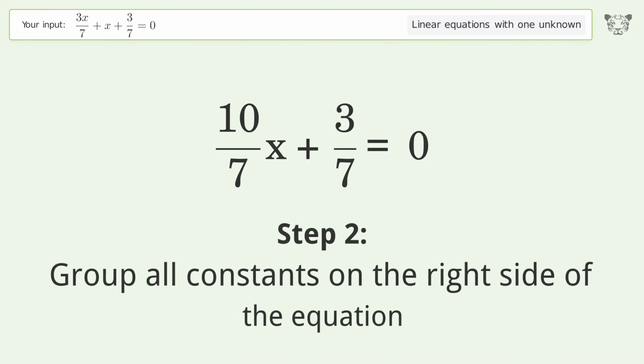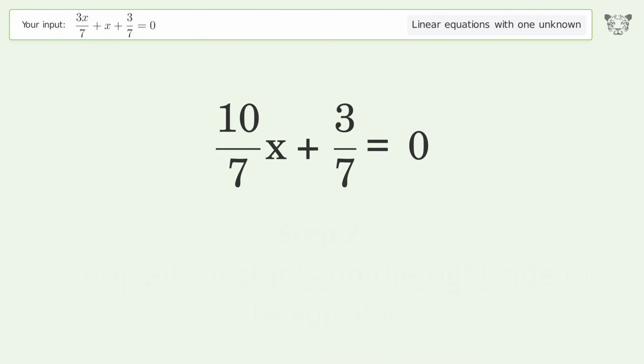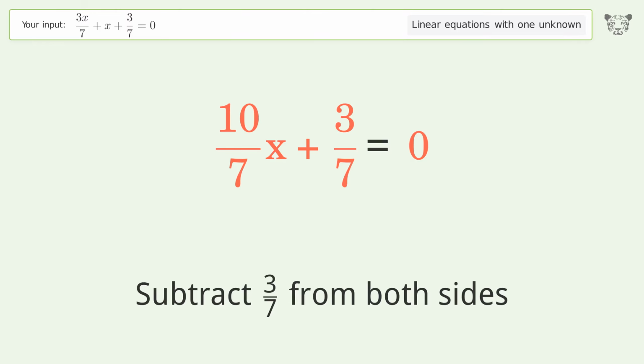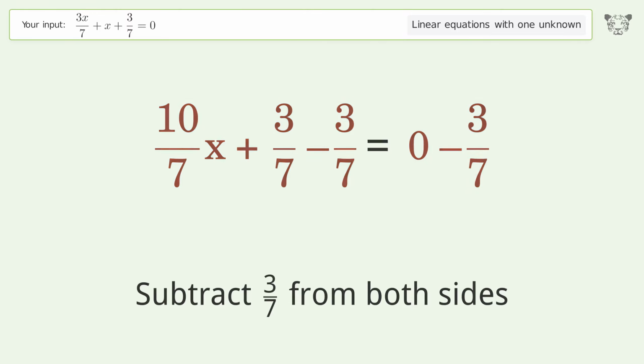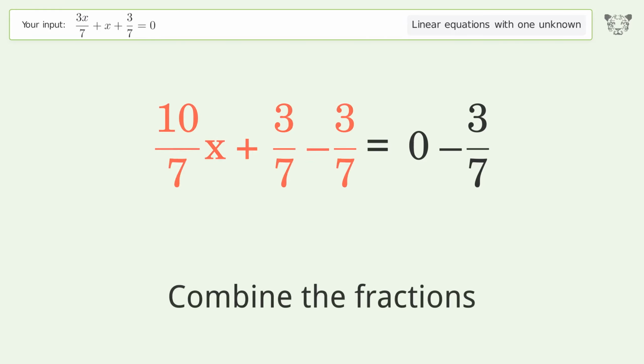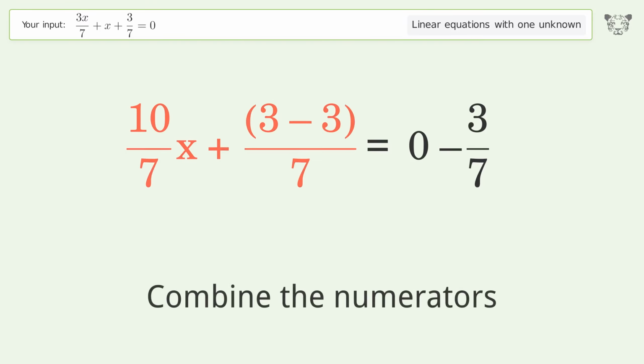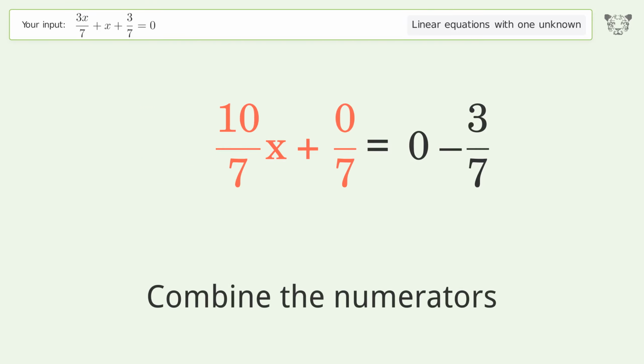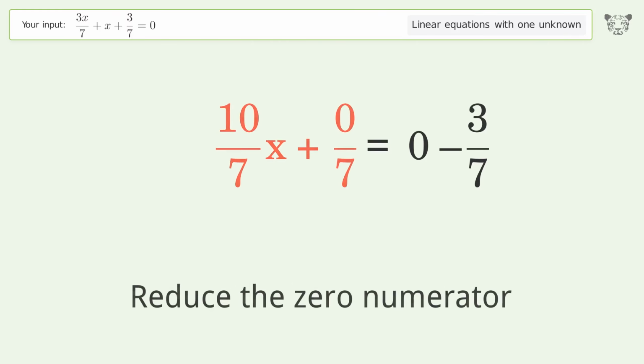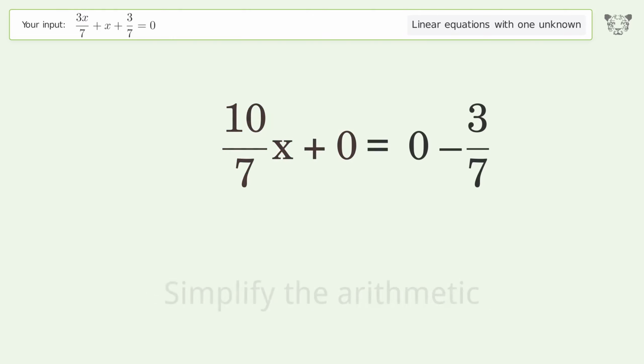Group all constants on the right side of the equation. Subtract 3/7 from both sides. Combine the fractions. Combine the numerators. Reduce the zero numerator. Simplify the arithmetic.